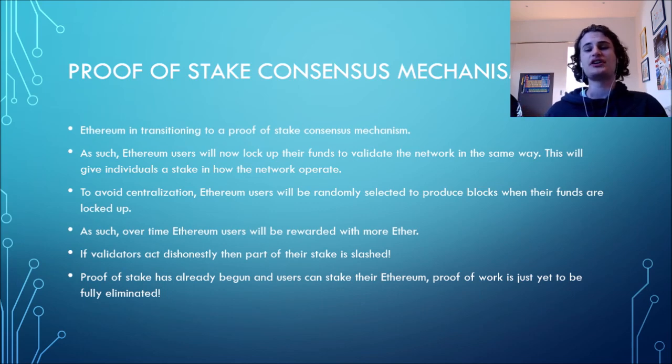Ethereum is transitioning to a proof of stake consensus mechanism. As such, proof of stake is going to rely on economic incentives. Ethereum users will lock up their funds in order to validate the network in the same way. This gives individuals a stake in how the network can operate. To avoid centralization, Ethereum users will be randomly selected to produce blocks when their funds are locked up.